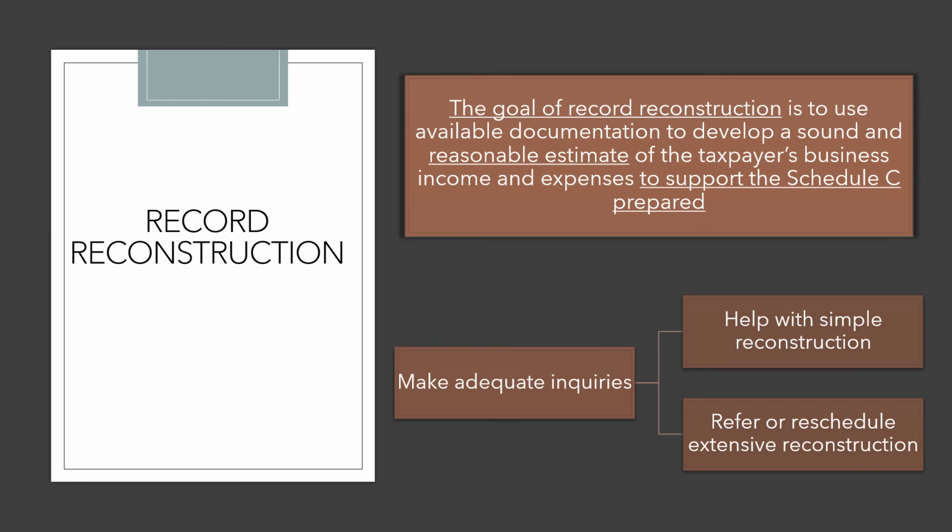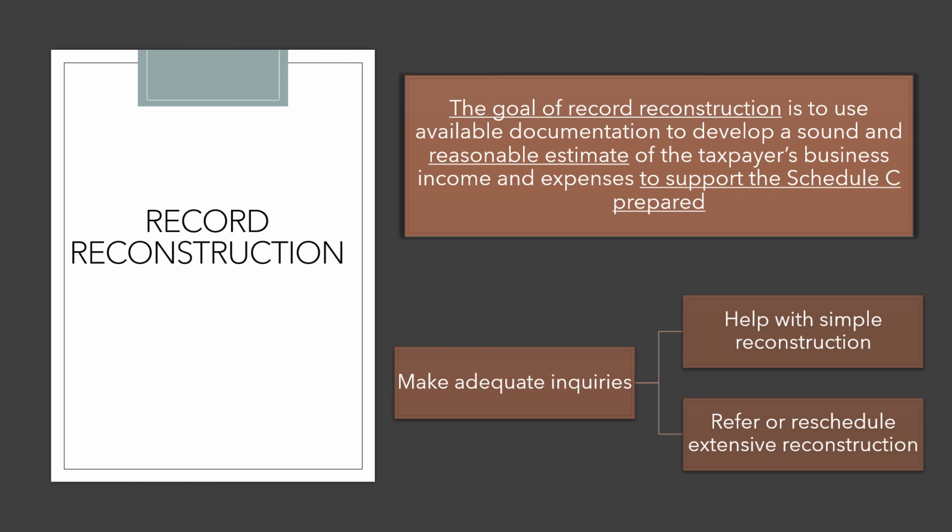So once we've made adequate inquiries and we're figuring out what the taxpayer is going to need in order to support their Schedule C income and deductions, we can help with some simple reconstruction. Again, this really commonly happens with clients who did a little bit of rideshare for a month or two and then it didn't work out. We can use the apps, and they've maybe only done a few rides, and we can look up on Google Maps or a map app and figure out how many miles they went.